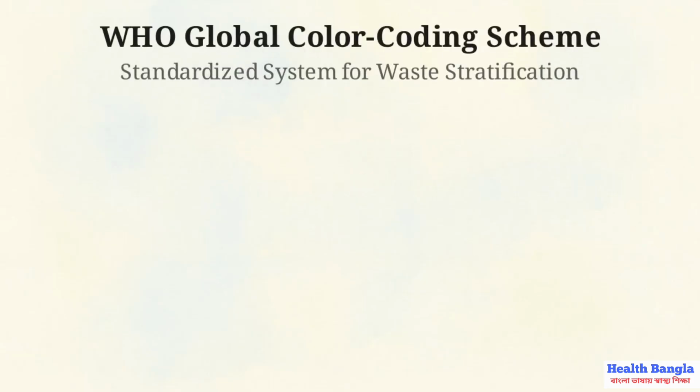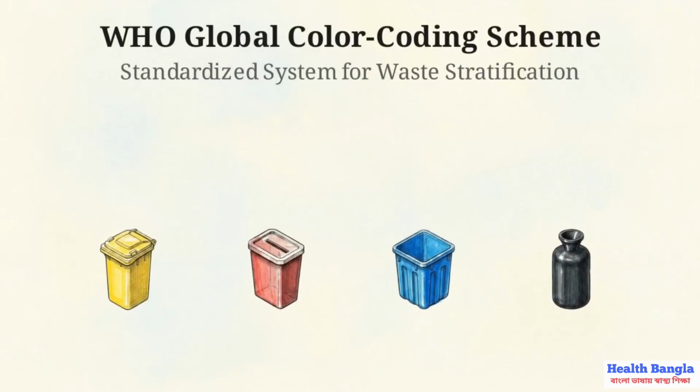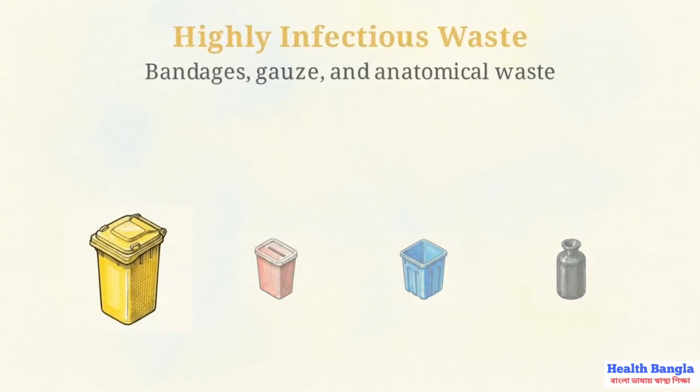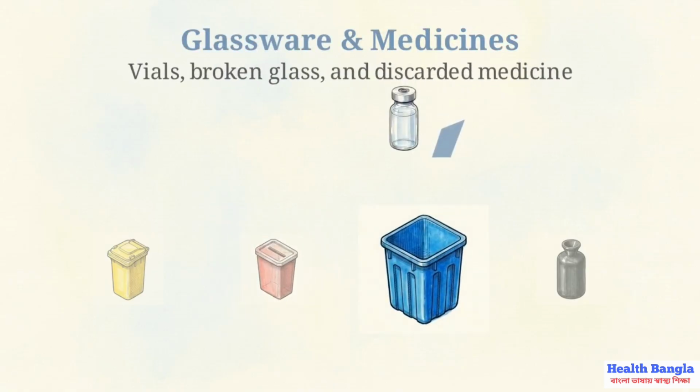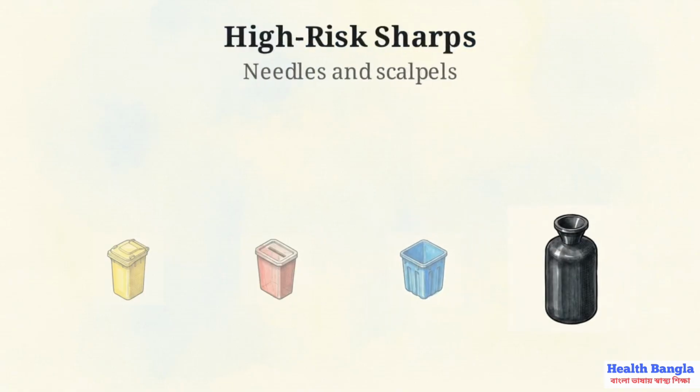The World Health Organization uses a global color coding scheme to manage this waste stratification. The yellow bin is designated for highly infectious waste, anatomical body parts, and items such as bandages or gauze soaked in body fluids. The red bin is for contaminated plastics, such as catheters and IV bottles, and syringes that have had the needles removed. The blue bin holds all types of glassware, broken glass articles, and discarded medicines. The black bin is a dedicated, puncture-resistant container strictly for sharps, the needles and scalpels capable of creating unnatural routes of entry.